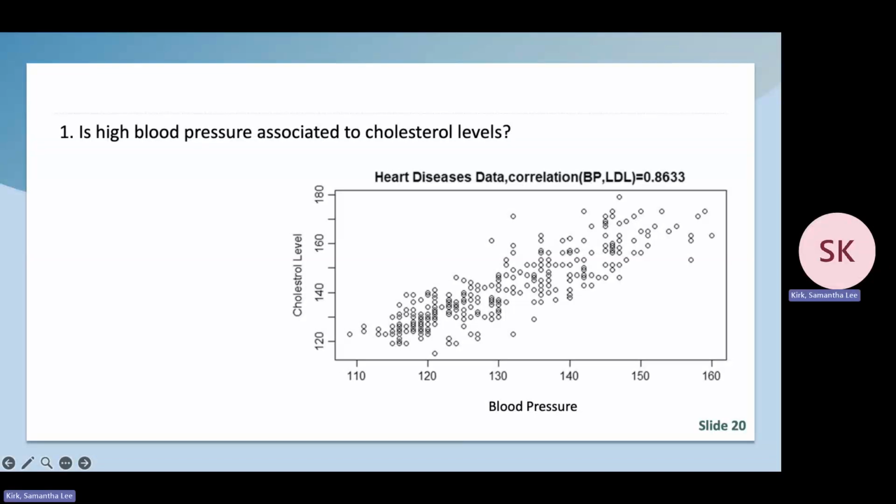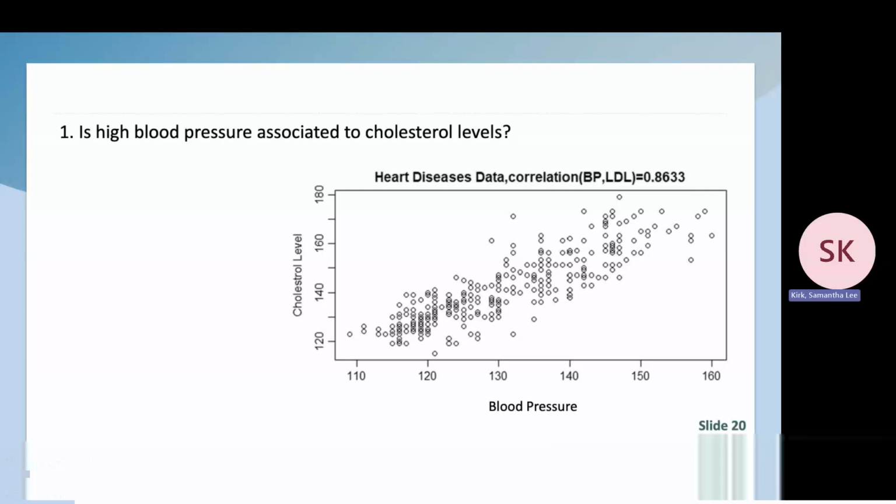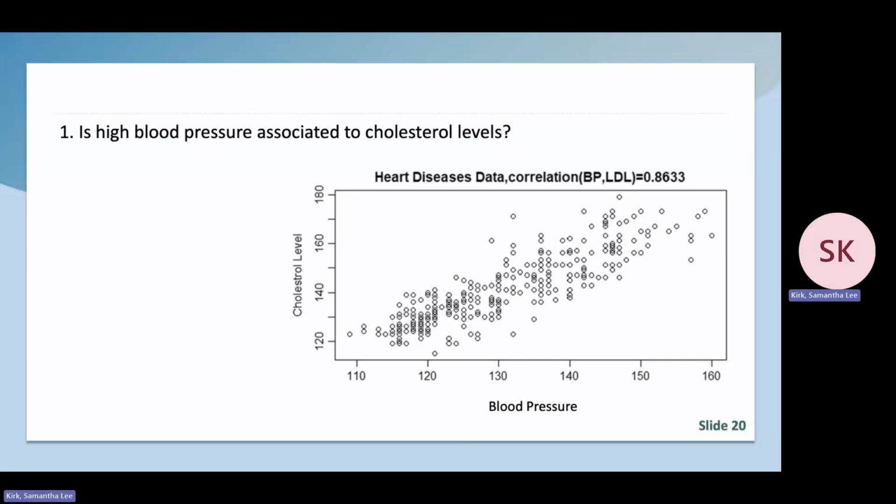And it looks like their cholesterol level is above 160. So the dots represent people and their blood pressure and cholesterol levels. Now, by visualizing this, somebody can answer the question, is high blood pressure associated with high cholesterol levels? Like, is there a relationship between high blood pressure and cholesterol levels? And it looks like in this graph, there is an association.